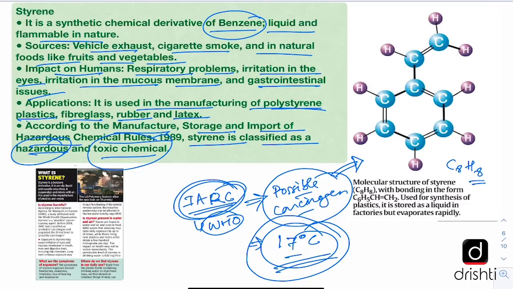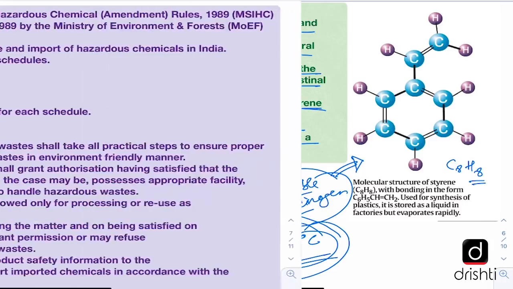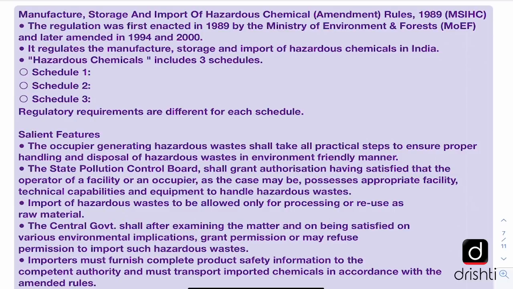Now let us look at the Manufacture, Storage and Import of Hazardous Chemical Rules 1989. The Manufacture, Storage and Import of Hazardous Chemical Amendment Rules. These were first enacted in 1989 by the Ministry of Environment and Forest, which is now the Ministry of Environment, Forest and Climate Change.